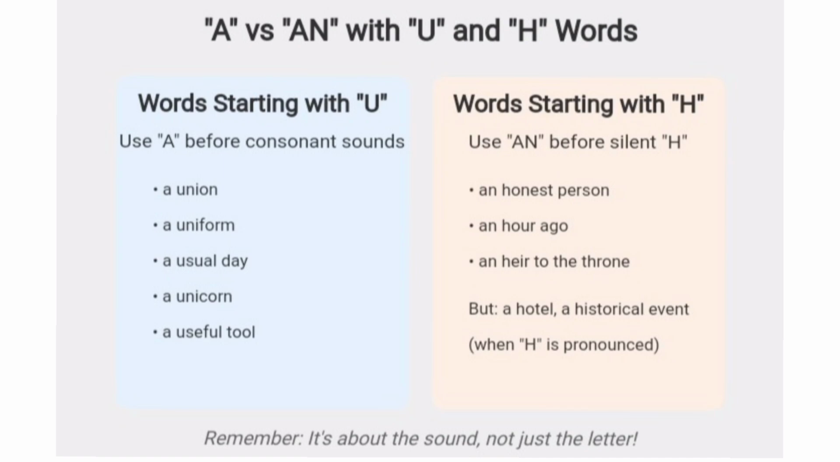So, use "a" before words starting with U when they have a consonant sound. Use "an" before words starting with a silent H when the following letter begins with a vowel sound.